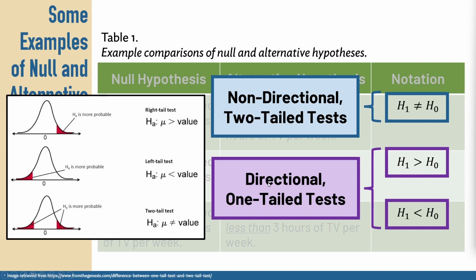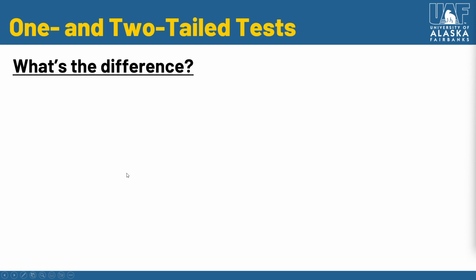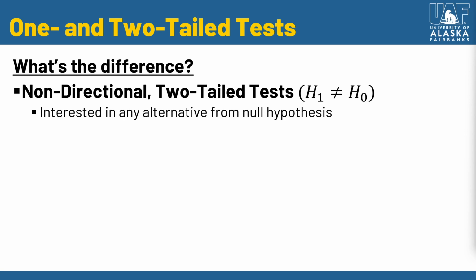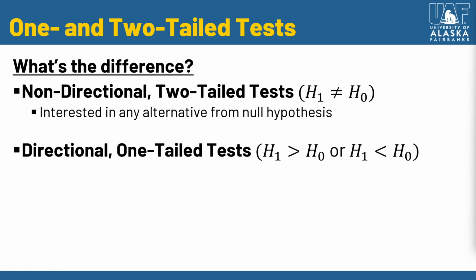With a directional or one-tailed test, we expect it to shift one of two directions. We expect the mean to be greater than the population mean or less than the population mean. You can see here that that's what distinguishes the left and the right-tailed test. We'll go through a more precise example in a sec. But to elucidate the difference more clearly, with a non-directional two-tailed test, we're testing a not equal to, and we're interested in any alternative from the null hypothesis, regardless of which direction it's going.